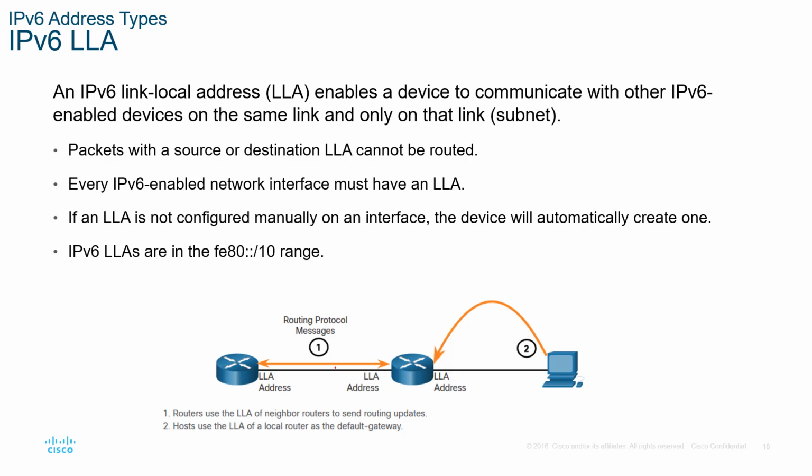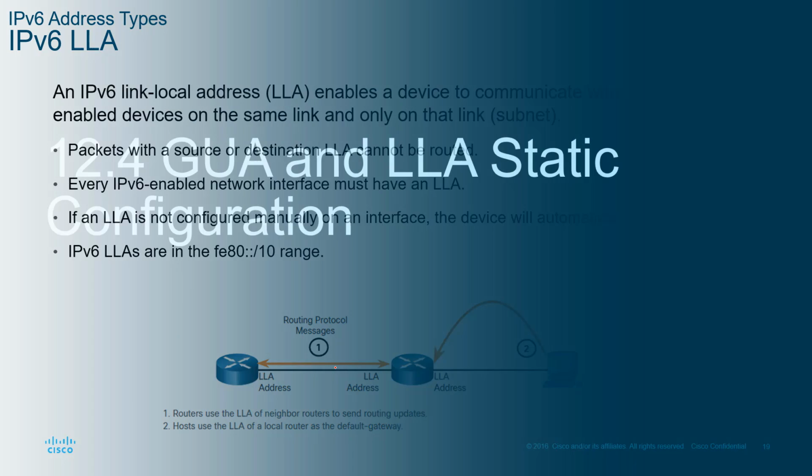Basically, link local addresses are in the FE80 range with a prefix of /10. That means the first 10 bits do not change. Realistically, FE80 is what you would always see as the beginning for a link local address.